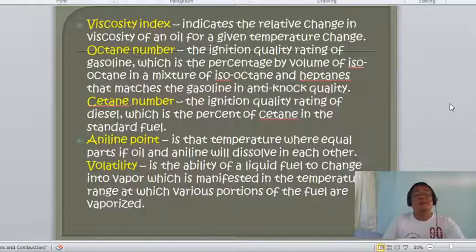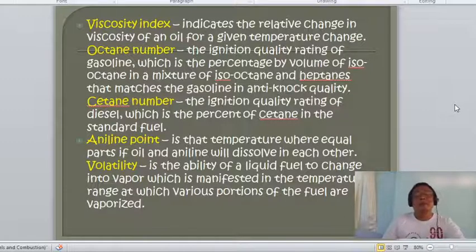So, which is the percentage of volume of isooctane in a mixture of isooctane and heptane that matches the gasoline in anti-knock quality. Okay? Another is cetane number. So, this is for diesel. The ignition quality rating of diesel, which is the percentage of cetane in the standard fuel. Okay? Another, we have the aniline point.